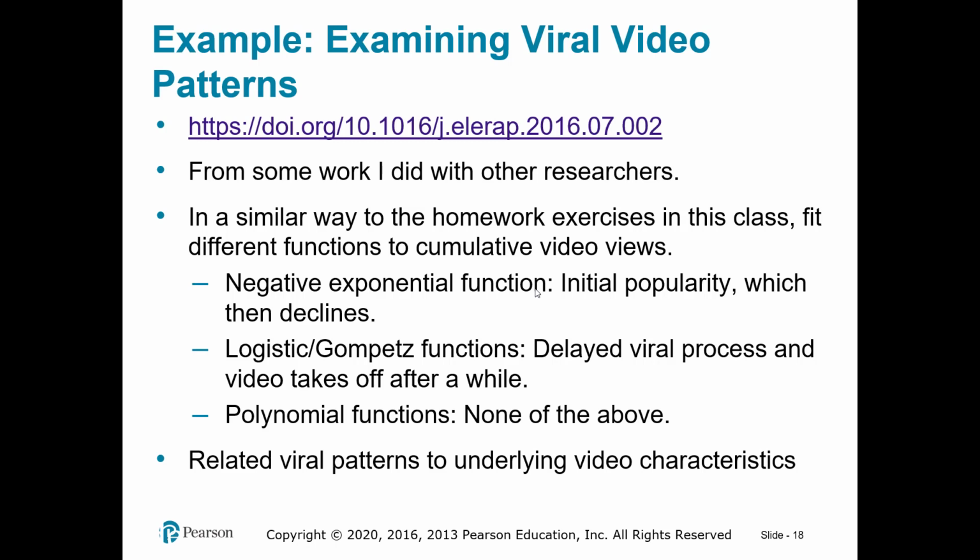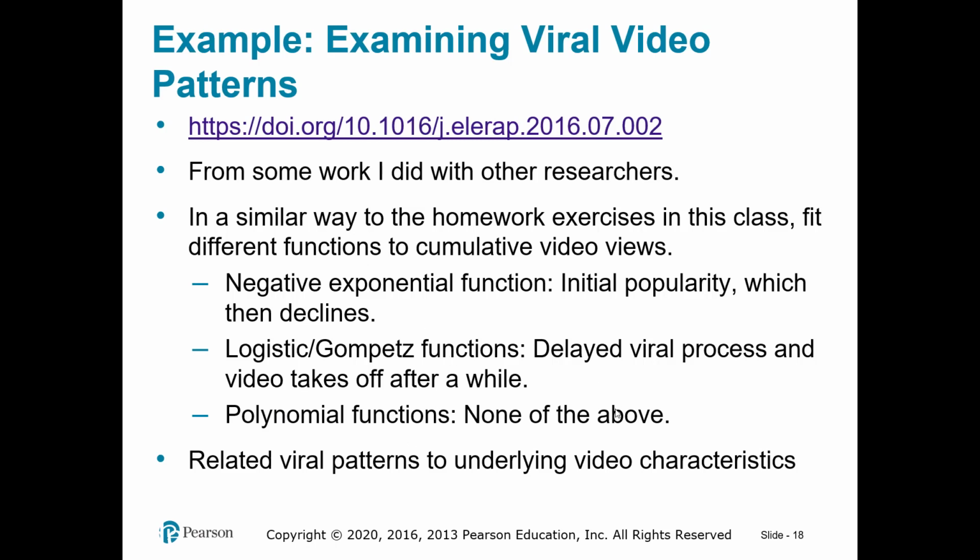So imagine a famous artist like Taylor Swift has a huge inbuilt audience. The first day her video is released, it gets lots and lots of views, and then that slowly declines. I look at these kind of logistic functions, and I'll show you the format in a minute, where we start off slowly, then we build to a peak as we gain viral traction, and then our views slow down. And then I use the general polynomial functions as none of the above.